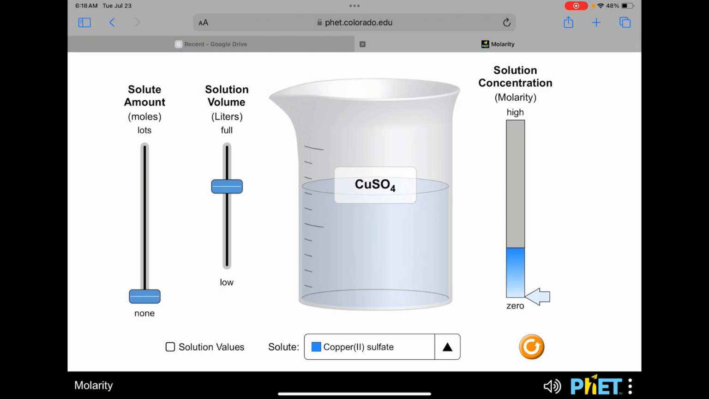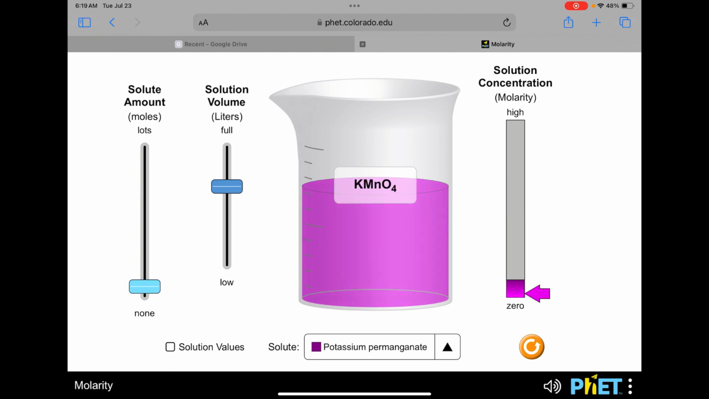Let's look at a quick simulation of this. Here I have some water. I'm going to start adding solute, in this case potassium permanganate, by sliding up this slider. Notice that it's continuing to dissolve. We know this because it's not sinking to the bottom until I hit the saturation point. At that point, I've dissolved the maximum amount of solute that can dissolve in this amount of water at this temperature. So any additional solute would just sink to the bottom. It will not dissolve and will not join the solution.